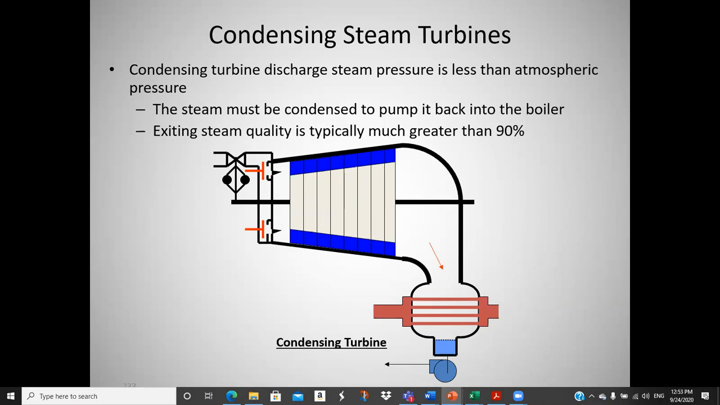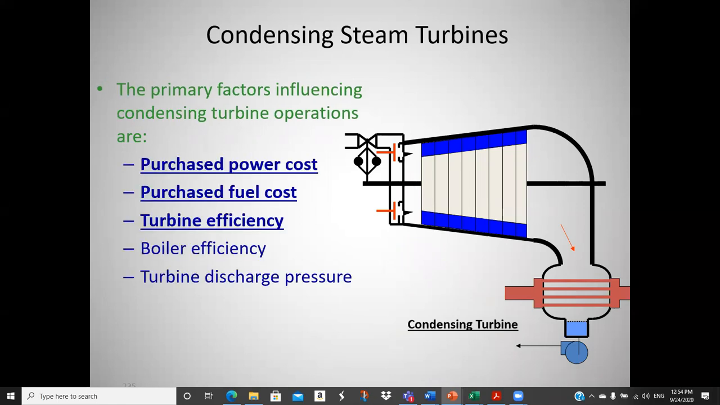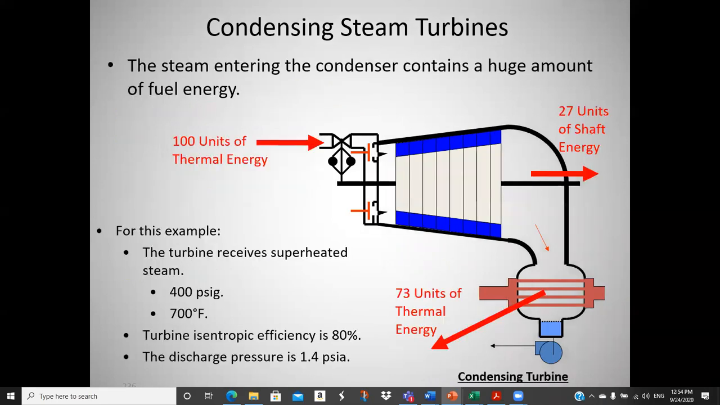So between 90 and 95% of what comes out the end of that turbine is still vapor that still has roughly 1,000 BTUs a pound of energy. That's at 100, 110 degrees, and we're going to throw it away. That's the way it works. Primary factors influencing condensing turbine operation are purchased power cost, how expensive purchased fuel is, turbine efficiency, and to an extent, boiler efficiency and turbine discharge pressure. But those first three are the primary variables that influence it.